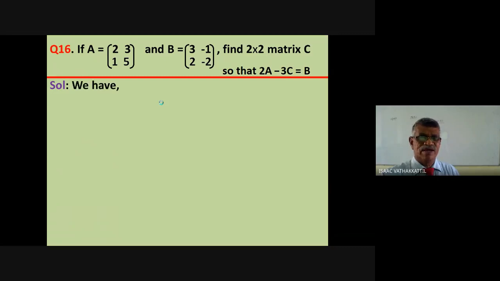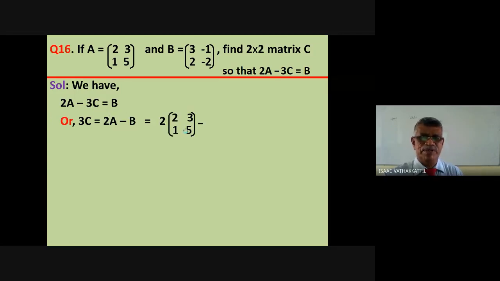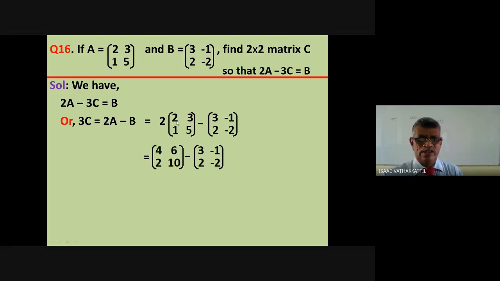Well, what we have is 2A minus 3C equal to B, which means 3C will be 2A minus B. What is 2A minus B? 2A is [2, 3; 1, 5] doubled, minus B, which is [3, minus 1; 2, minus 2]. 2A, that is [4, 6; 2, 10], minus [3, minus 1; 2, minus 2]. Tell me the answer. 4 minus 3, 1. 6 minus minus 1, 6 plus 1, 7. 2 minus 2, 0. 10 minus minus 2, 10 plus 2, that is 12. So [1, 7; 0, 12]. Correct? This is 3C.